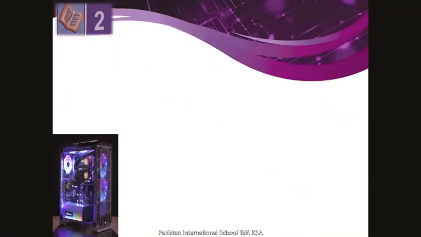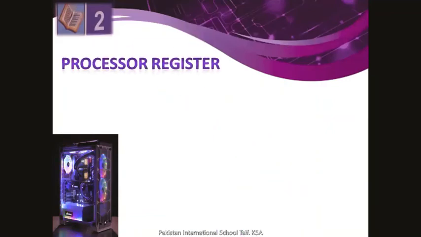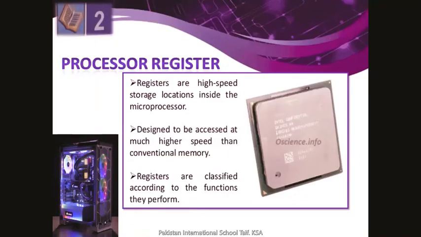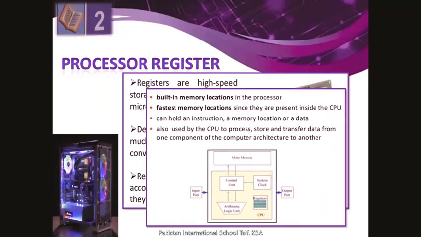So dear students, the next topic is processor registers. Basically, registers are high-speed storage locations inside the microprocessor, designed to be accessed at much higher speed than conventional memory. Registers are classified according to the functions they perform. Processor registers are temporary storage inside the CPU, used to hold your data for a specific time period. When we insert the instruction, it is executed in the register.